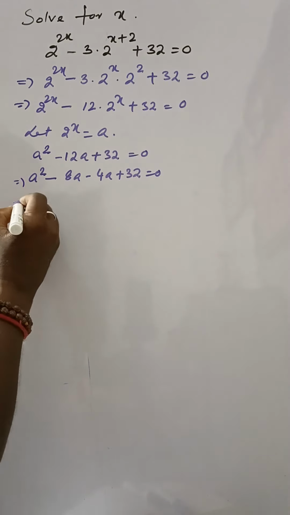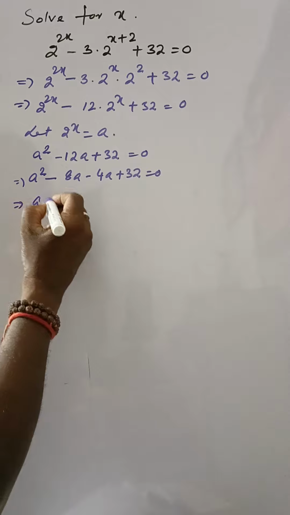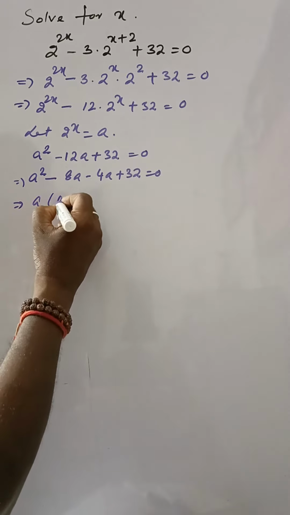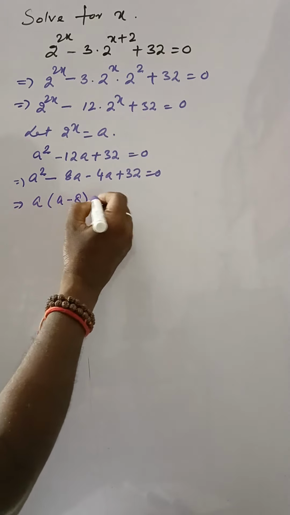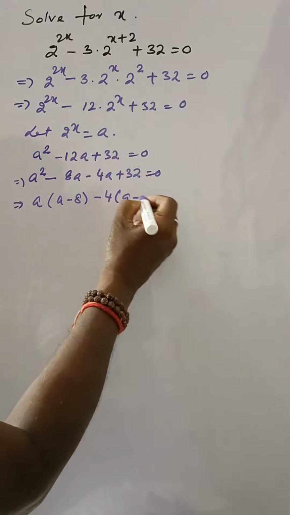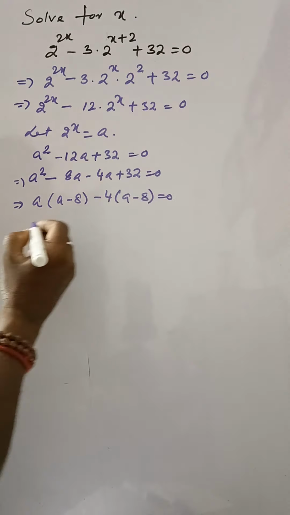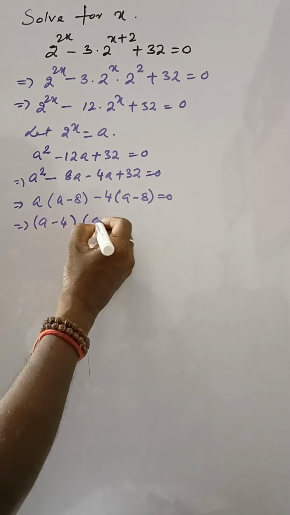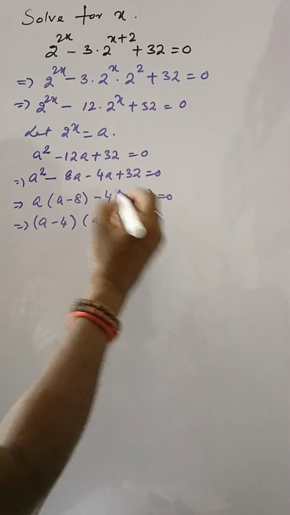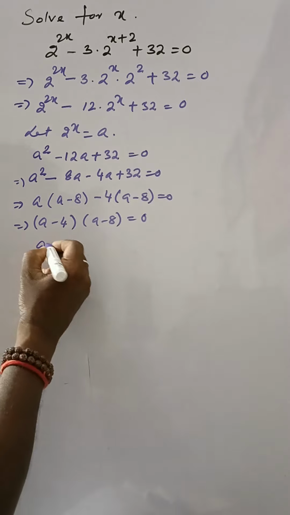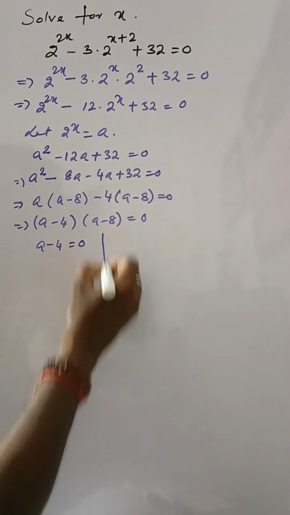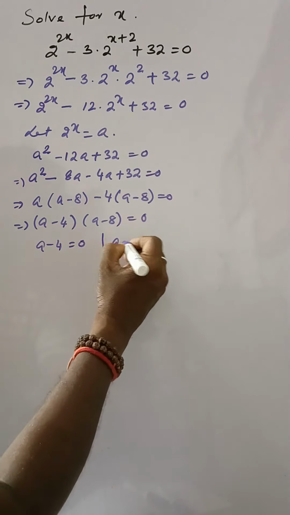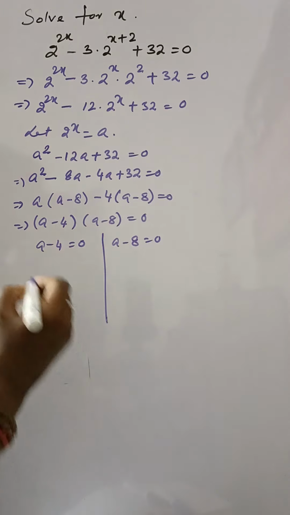Then a is common, a − 8, and 4 is common, a − 8, is equal to 0. Again, this is (a − 4)(a − 8) = 0. So either a − 4 = 0, or a − 8 = 0.